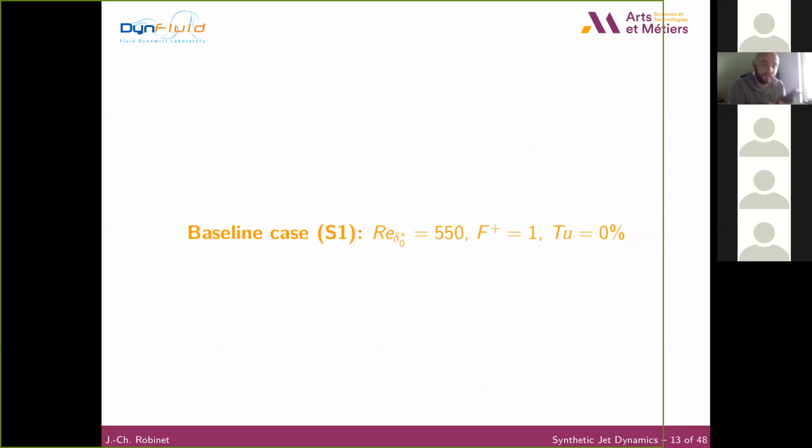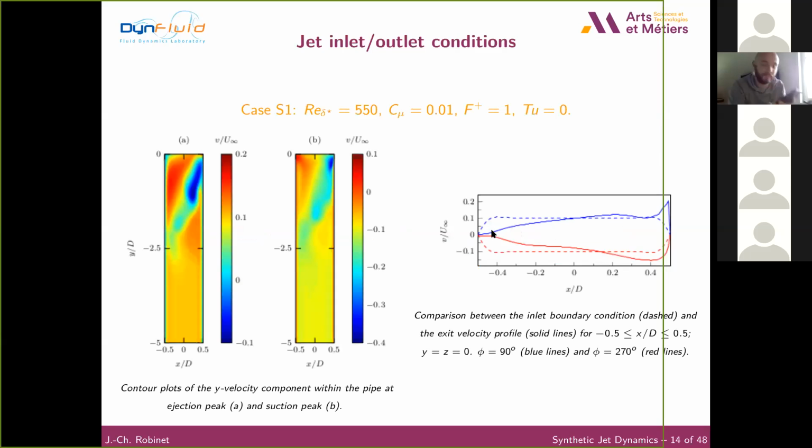In this condition, I want to start by describing the dynamics of the baseline. The baseline is S1. The Reynolds number for the boundary layer is 350. The reduced frequency is 1. The frequency of the jet is exactly the same as the potentially most unstable frequency of the boundary layer, and I have no free stream turbulence for this case.